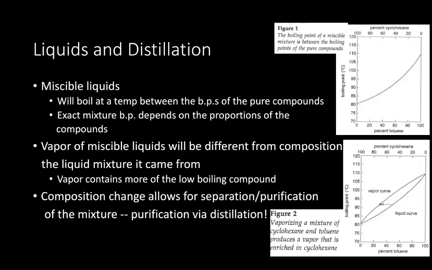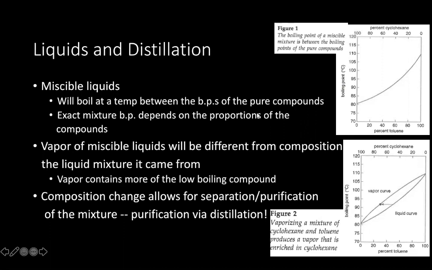So if you remember what miscible liquids are, they're two liquids that are completely soluble in one another. Miscible liquids will boil at a temperature between the boiling points of the two pure compounds. The exact mixture boiling point is dictated by what the composition is, whether it's 50-50 like in our case, or if it's 40-60. We see this kind of comparison of exact mixture boiling point versus proportions over in figure 1, where we see a variety of percent toluenes versus percent cyclohexanes and the mixture boiling points.